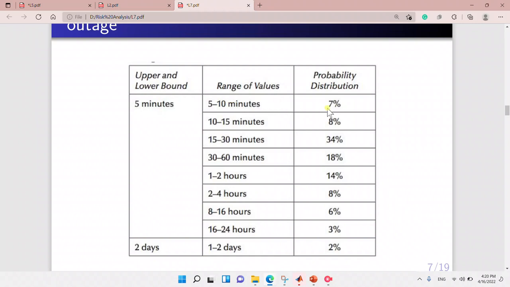وبنعمل probability distribution انه ايش ال probability انها it cuts off for 10 minutes it's 7%, it cuts off for 15 minutes is 8%, for 30 minutes is 34%, 60 is 18%, 1 to 2 hours is just 14%, and 1 to 2 days is just 2%. Okay.